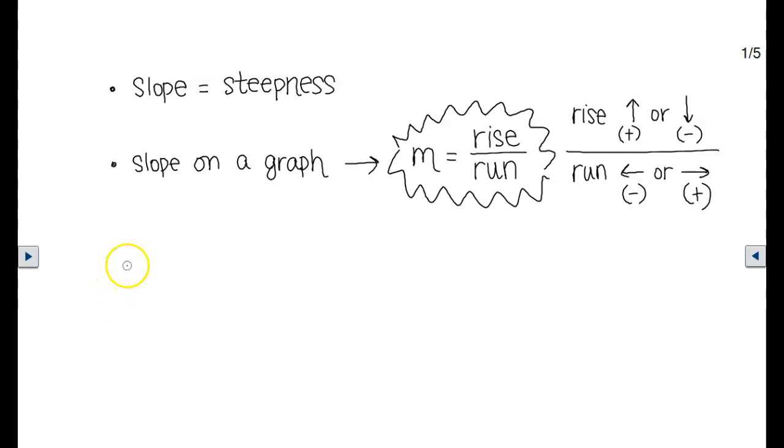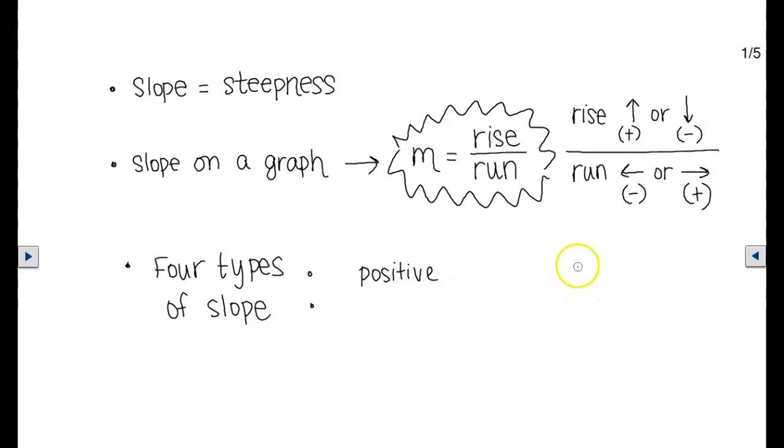Now, one of the other things that we also learned as a result of our work last week is that there are actually 4 types of slope. All right, those 4 types are positive, negative, 0, and undefined, which we abbreviated as UND.